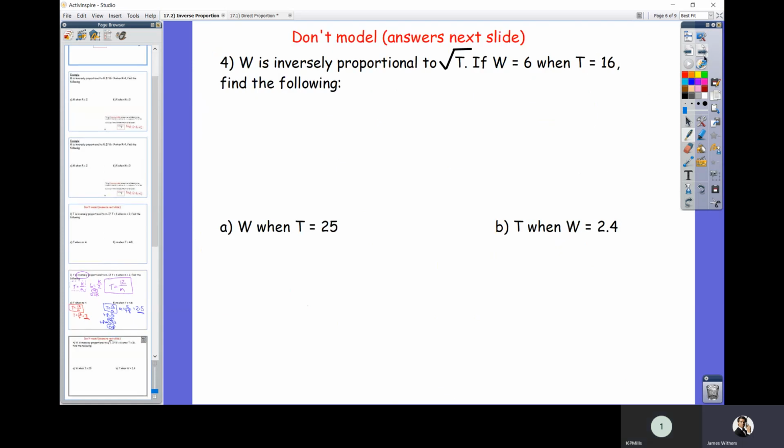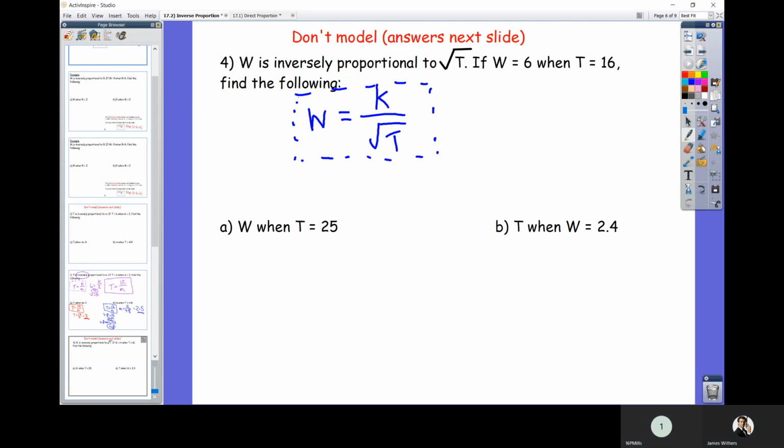Okay, so go and do this one. W is inverse. Okay, so W equals K over root T. Good. That's step 1. Step 2, so go and find out what K is.